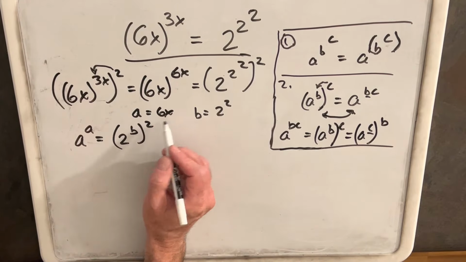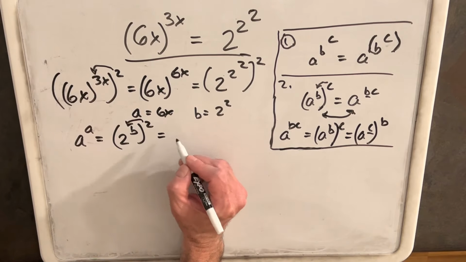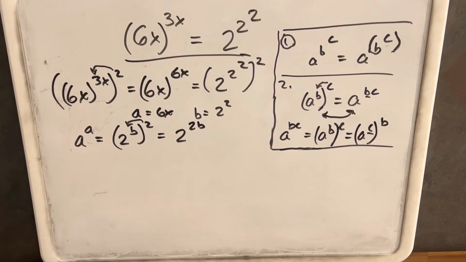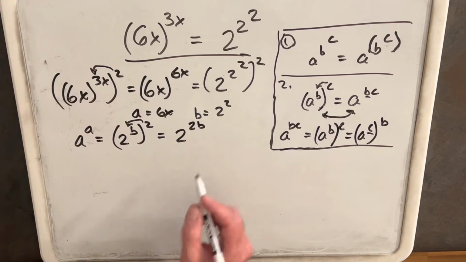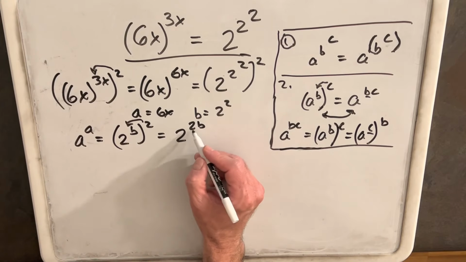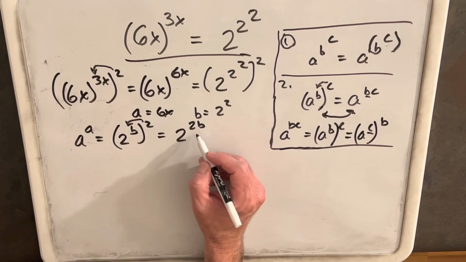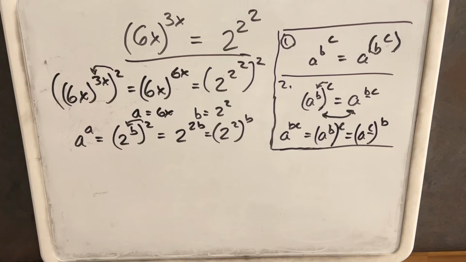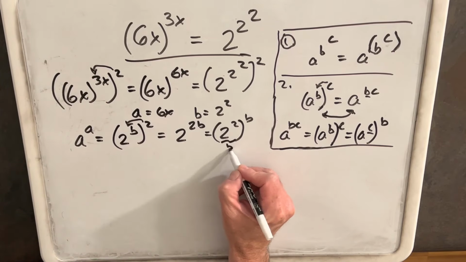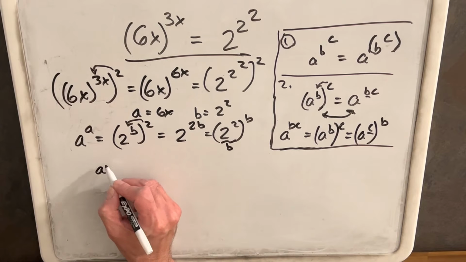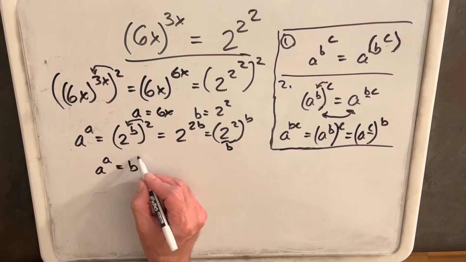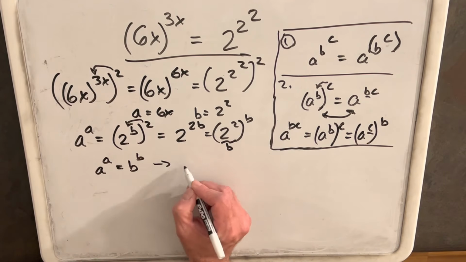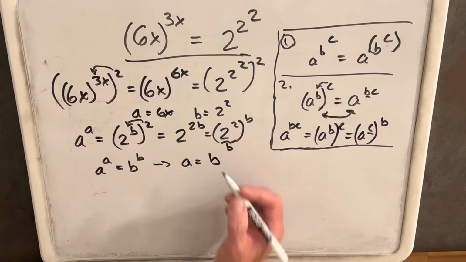Then we'll use our second rule and distribute this in here, and we'll end up with 2^(2b). But again, using that rule in reverse, as I mentioned, just like the example previously, we can write this differently. But look what we have here: we have 2^2, and that's just b, so let's do another substitution, and we're just left with a^a equals b^b, which is exactly what we want, because then we're just equating base and exponent, and we can say that a equals b.